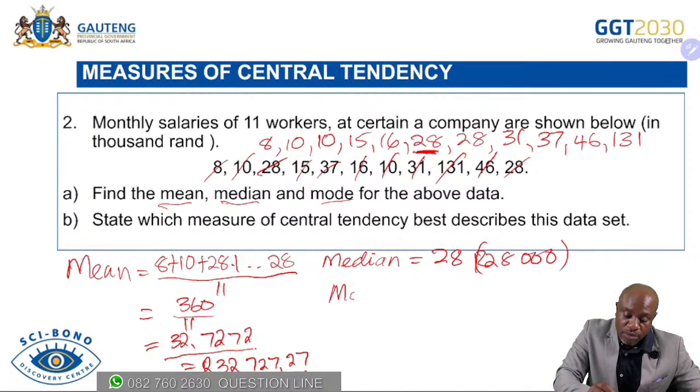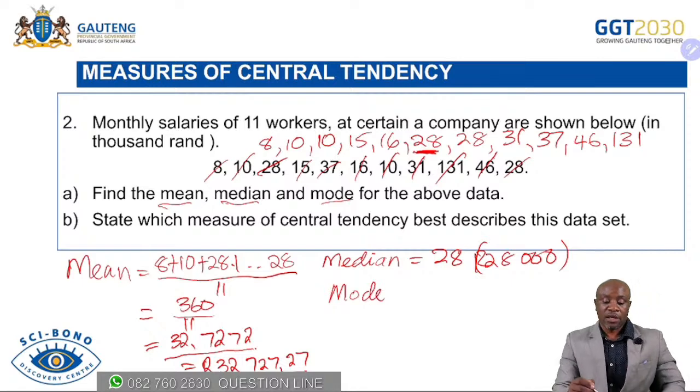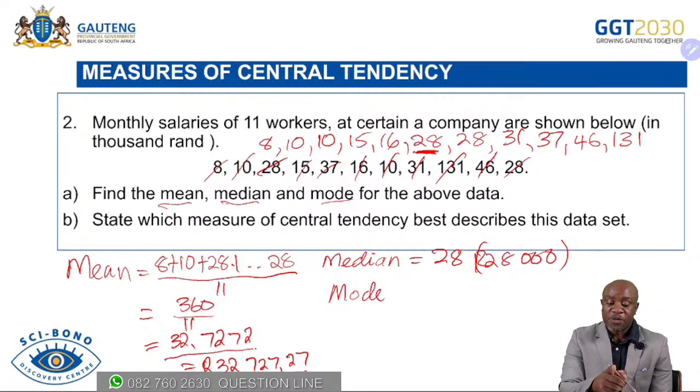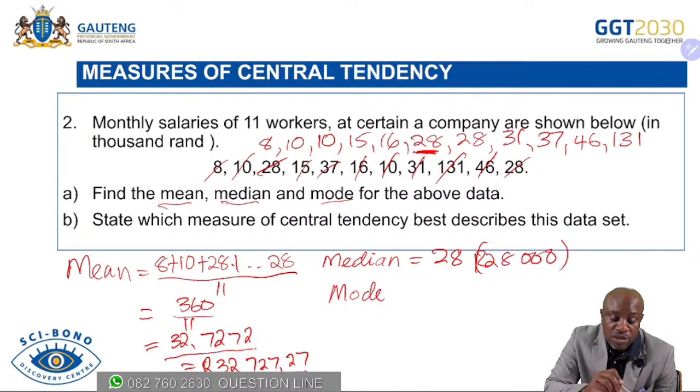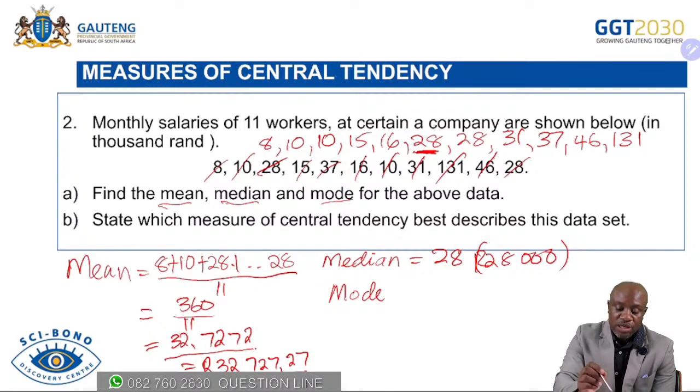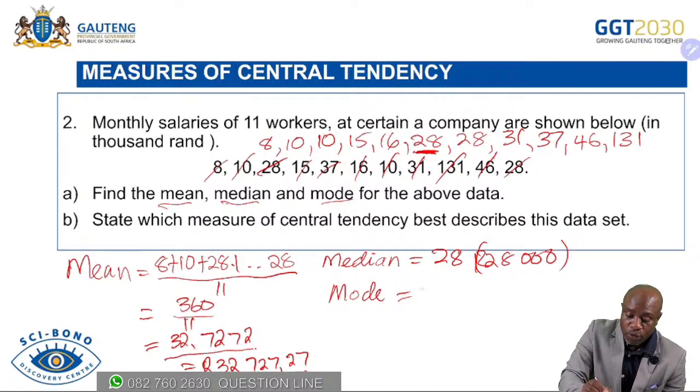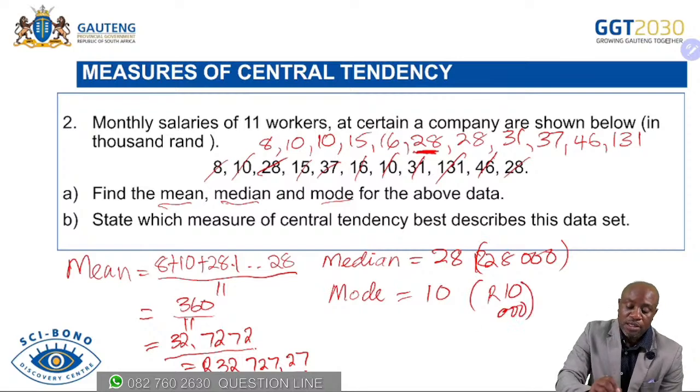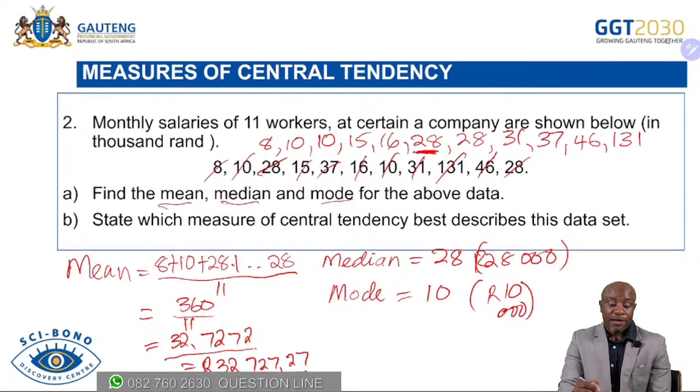Remember what I said about the mode? You don't actually calculate the mode. You observe it. So we have to look at the values here. The tens are repeated. So then the mode is 10. If you want, you can say it's 10,000 rands. So those are your values. The measures of central tendency, 3 of them: the mean, the median, and the mode.